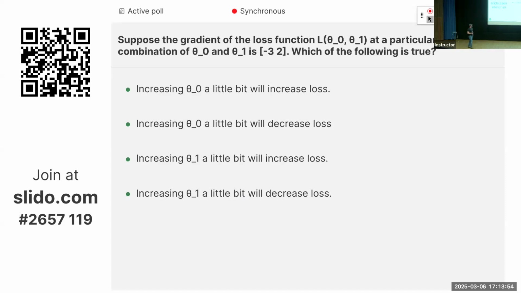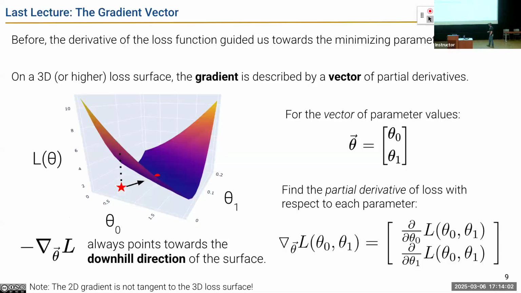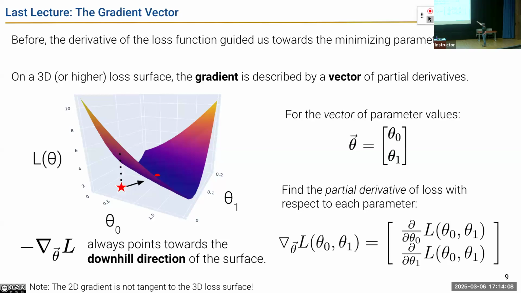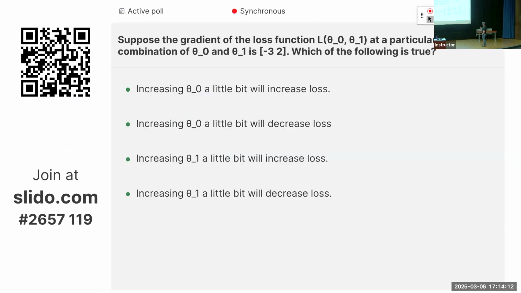We'll open up with a Slido already. Think about this one. Let's say that we have some loss function with a combination of theta naught and theta 1, just like this. And it turns out when you actually compute the value of this gradient at a particular combination of theta naught and theta 1, you get a vector -3, 2. Based on that information, which one of those is true? Give that a go.